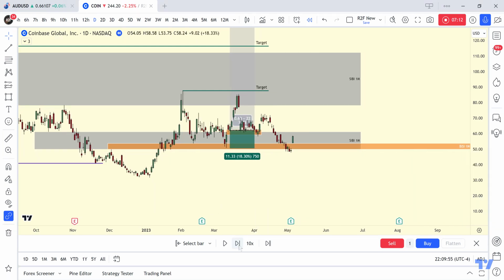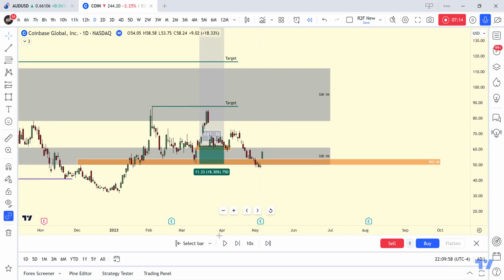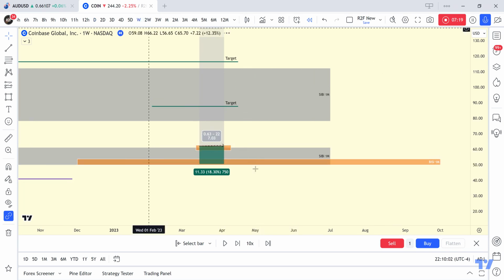I'm just going to wait for another change. Okay. Down here, can I go to the weekly just to see that gap?